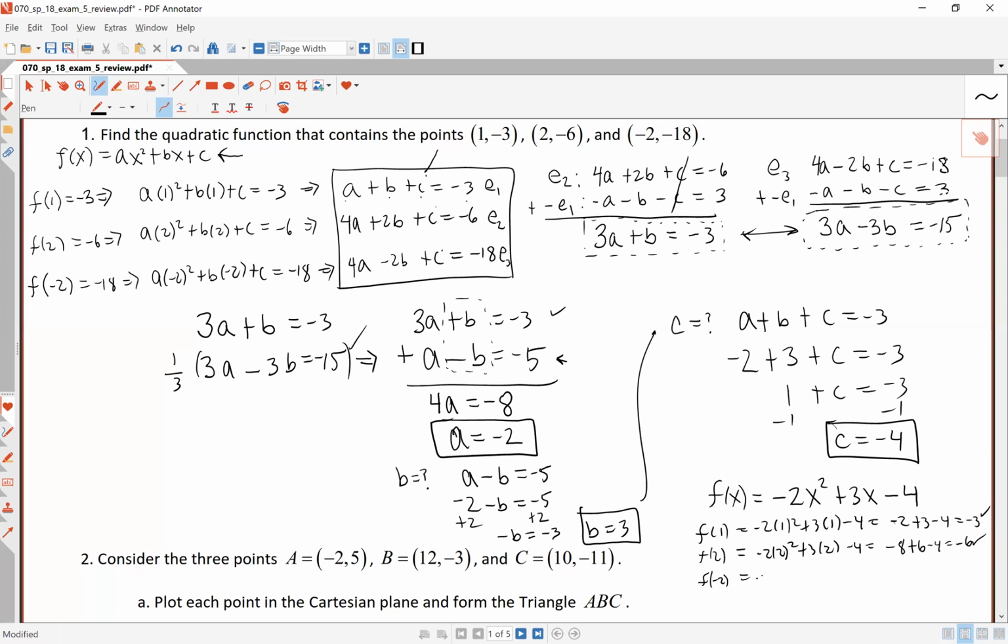F of negative 2 is negative 2 times negative 2 squared plus 3 times negative 2 minus 4. Negative 2 squared is 4 times negative 2 is negative 8. Minus 6 is negative 14. Minus 4 is negative 18, and so that works. Now I can circle my answer and be confident that that's the correct answer.